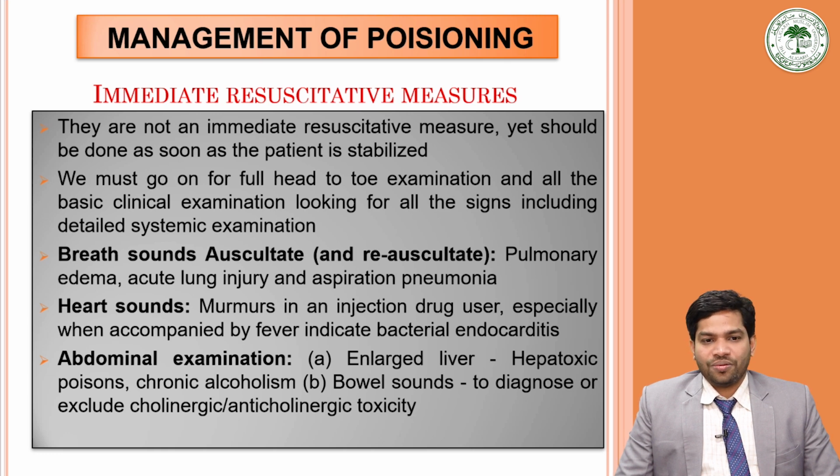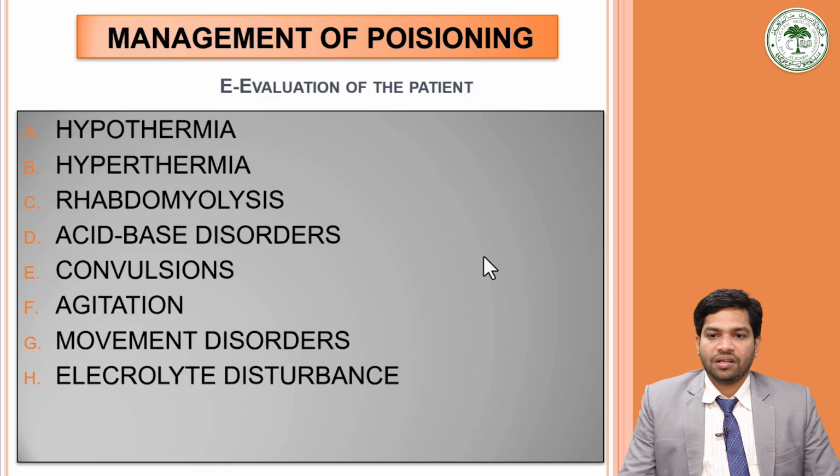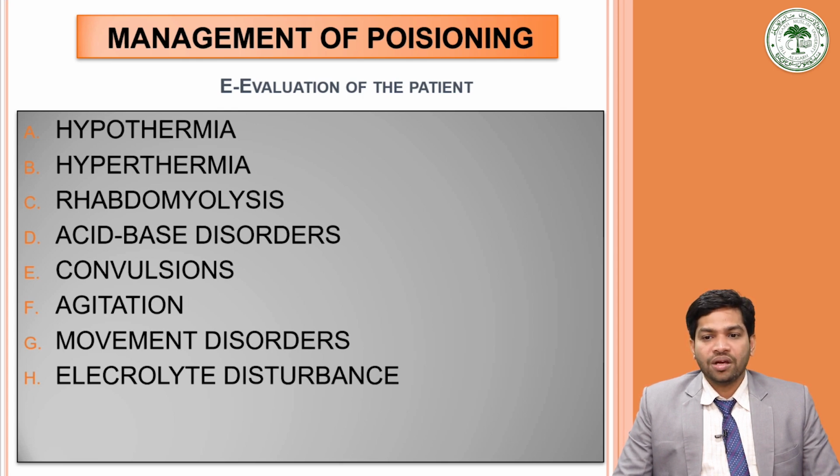E may also stand for elimination of poison, ECG and expose. So, in the A, B, C, D, E of the resuscitative measures, all this may be the meaning of E. Additionally, in those patients poisoned with some toxic substances, where there appears to be no crisis, a detailed and thorough clinical examination should be made with special reference to the detection and treatment of any of the following abnormalities.